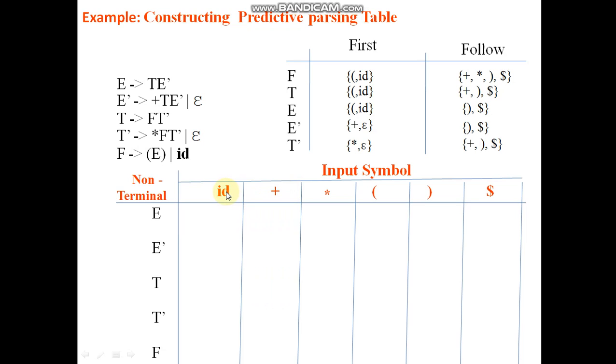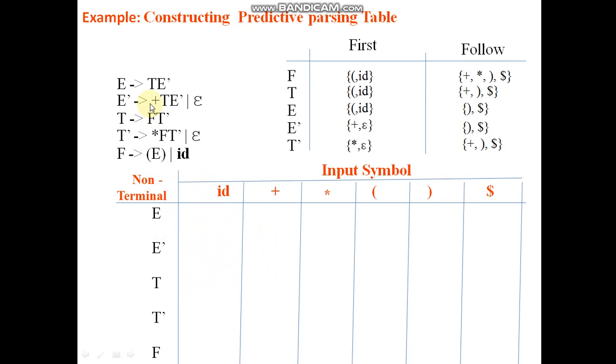So the input's first column is for the terminal symbol ID or input symbol ID. Here the terminal symbols in the grammar correspond to the input symbols of the arithmetic expression: ID column, plus column, star column, left parenthesis, right parenthesis, and dollar. Dollar is the terminal symbol which indicates the end of the given arithmetic expression.